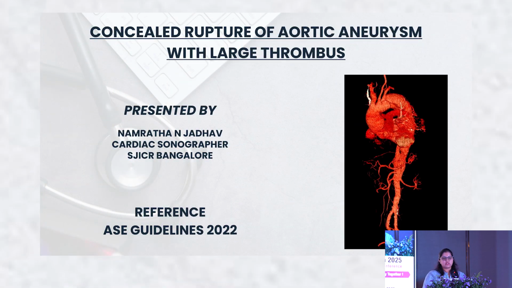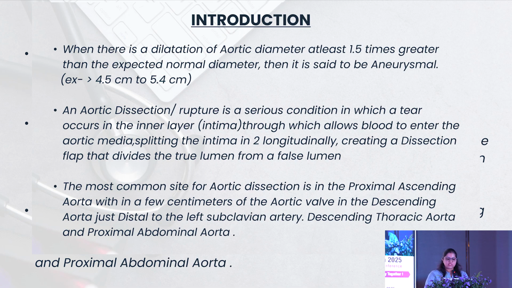Today I am going to discuss a case on concealed rupture of aortic aneurysm with large thrombus. At first, I'll brief about what is aneurysm and aortic dissection or rupture. Aneurysm is dilatation of aortic diameter at least 1.5 times greater than the expected normal diameter. For example, greater than or equal to 4.5 centimeter to 5.4 centimeter.